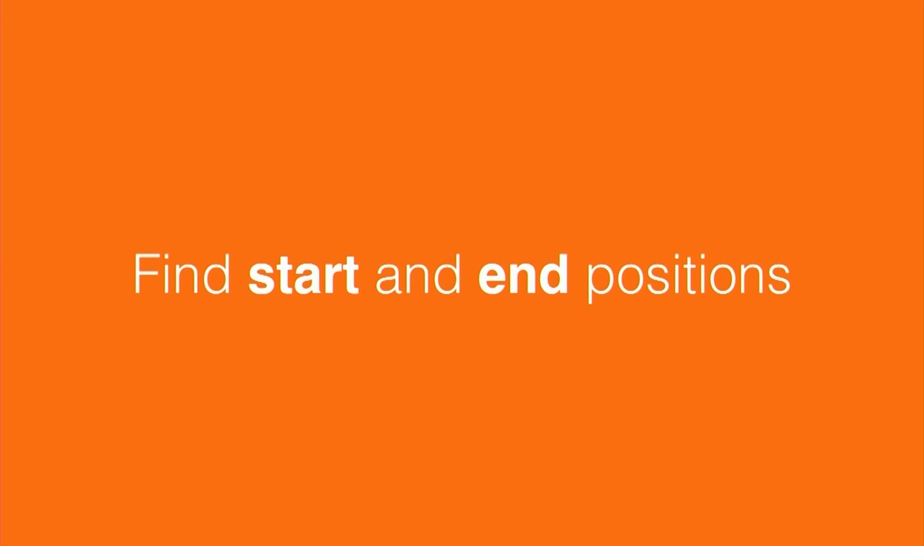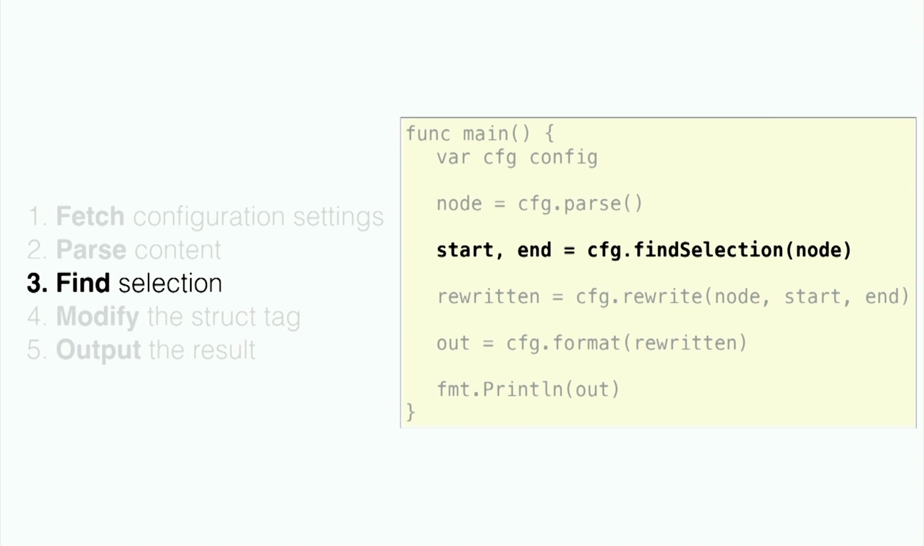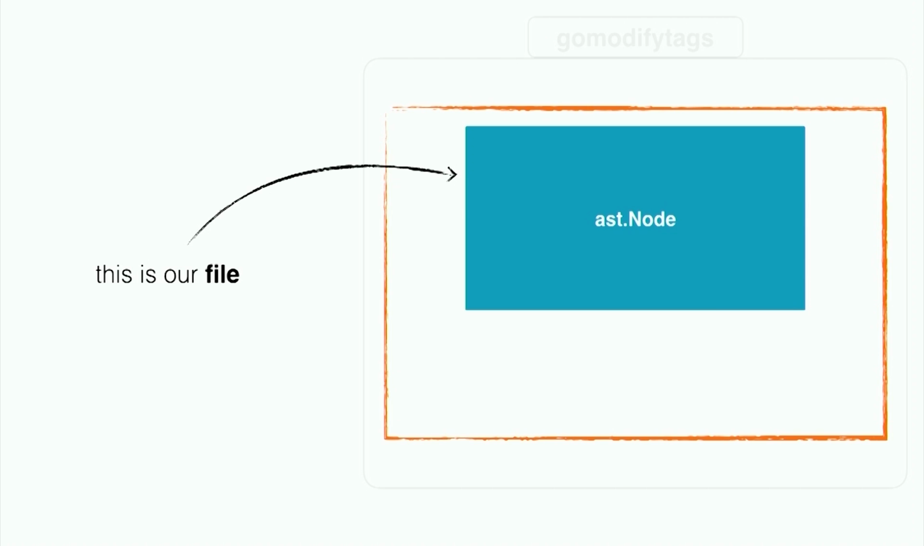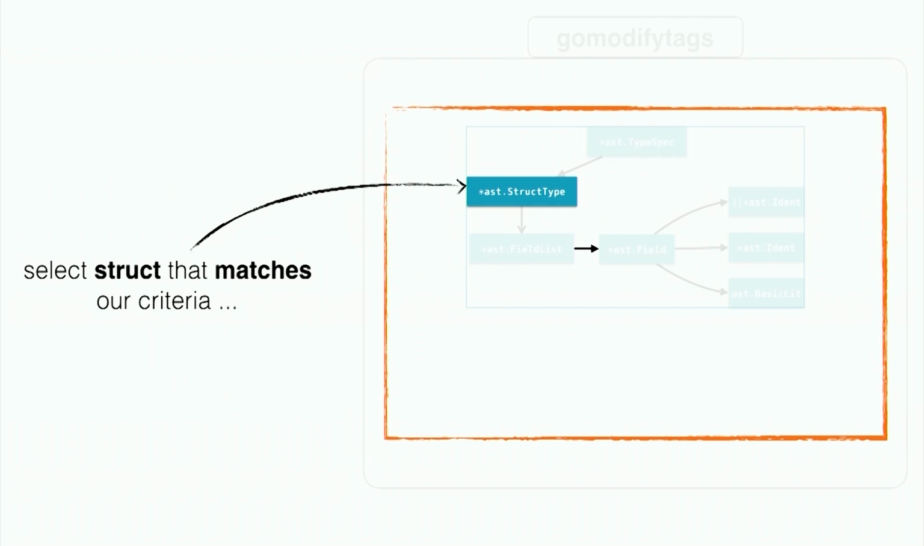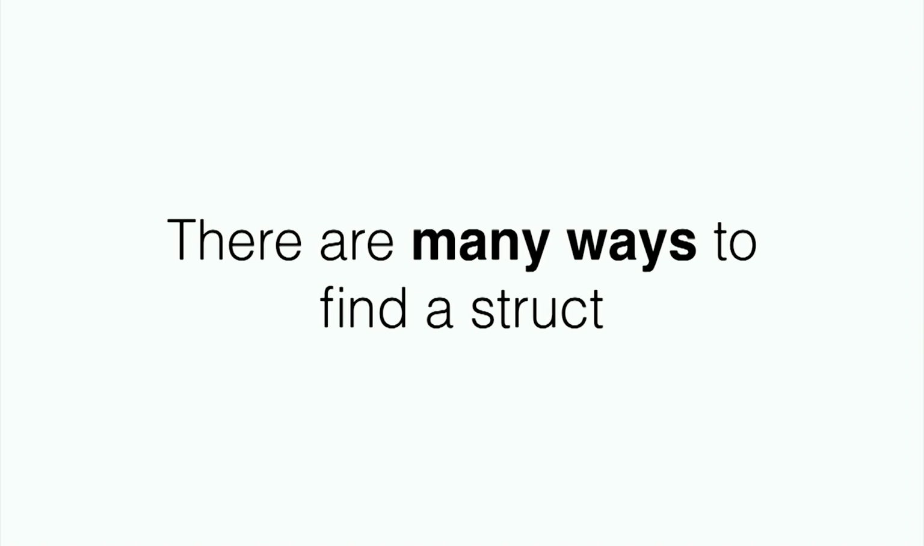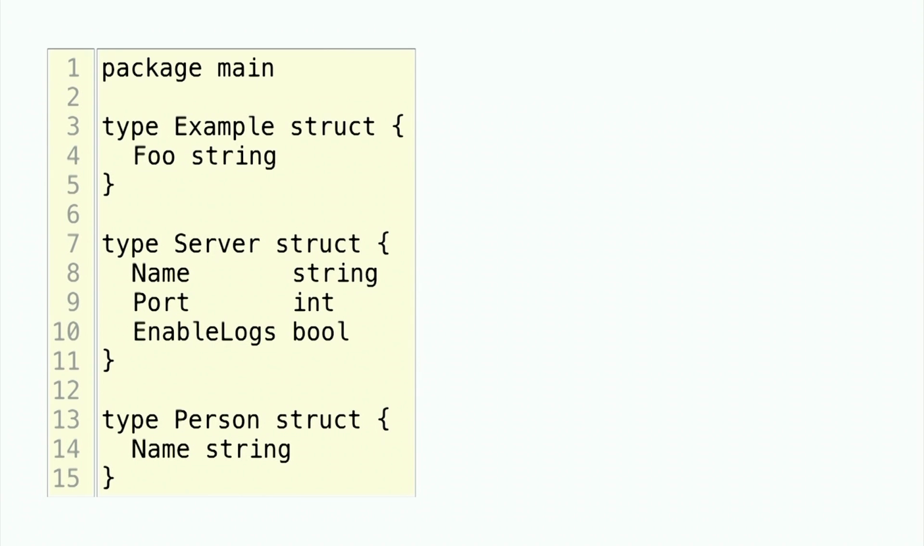This is a more interesting part because we need it. Finding is an important part of the CLI because you might have multiple structs and you might want to change only one of them. That's why we need the start and the ending position of the struct you want to change. Suppose this is our node, this is our file, and this is our AST tree. We need the struct that matches our criteria. There are many ways to find the struct, so let's go over them.